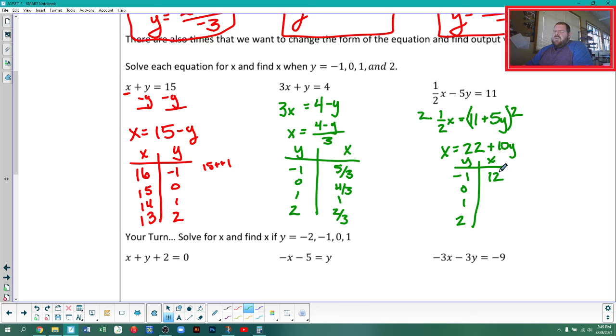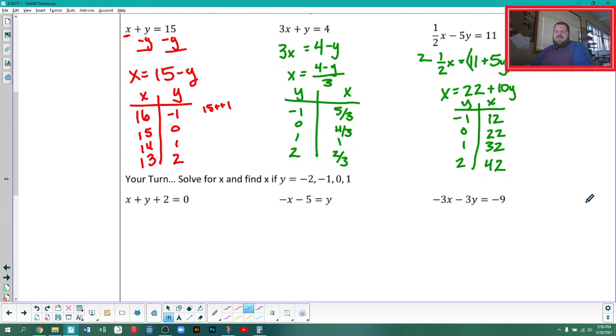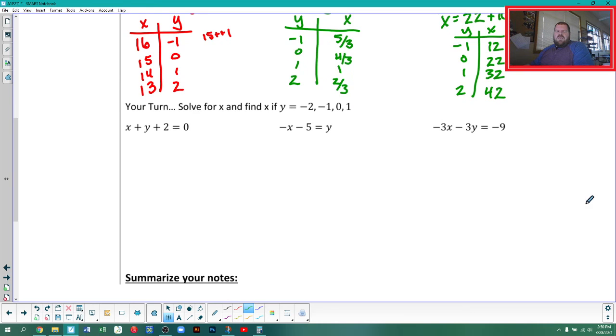Plug in 0. 22 plus 10 times 0 is just 22. 22 plus 10 times 1. 10 times 1 is 10. 22 plus 10 is 32. And I'll give you a really long time to guess this one. We're going to get 42 there. Okay. I want you to do that same thing for these ones. Shouldn't be too bad. Pause the video, give those a shot.